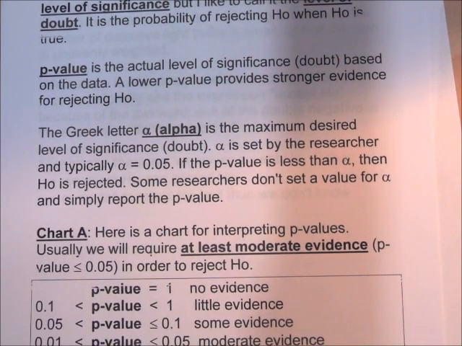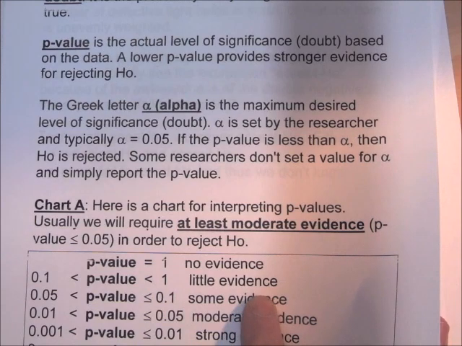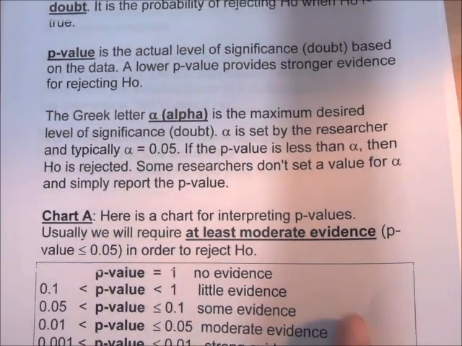And then again, here's the chart for the p-values. P-value equal to 1, no evidence against H naught. P-value between 0.1 and 1, little evidence against H naught, and so forth.